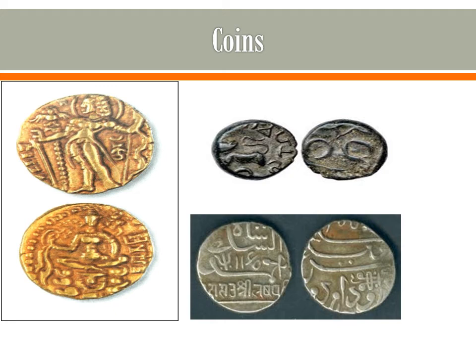Here I've given you the pictures of the punch mark coins. Punch mark coins are created by pressing metal pieces in the mold. So there is a mold which has that shape. The metal pieces will be kept above it and they will be pressed. Due to that punching, these kinds of markings will be there on the coins. So these are called punch mark coins.